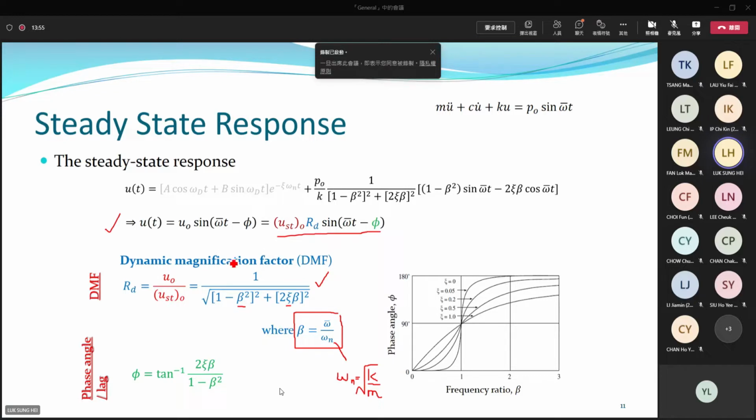We call RD the magnification factor because from the equation it seems to be a factor multiplying our static value. Our static value is equal to the force amplitude over stiffness. RD tends to amplify or decrease the response based on the exact number. If the number is greater than 1, it is an amplification factor. If RD is less than 1, it is something like a reduction factor.